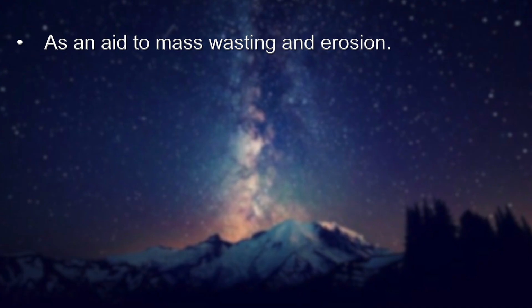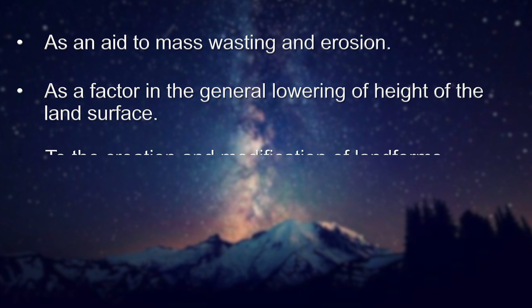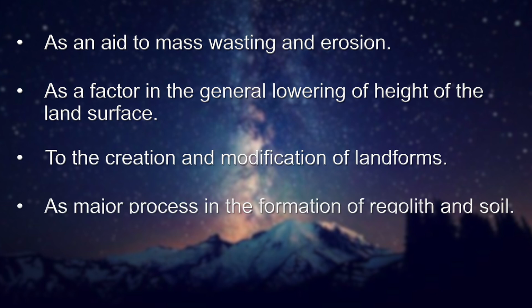Geomorphic significance of weathering will be considered under four headings: as an aid to mass wasting and erosion, as a factor in the general lowering of the height of the land surface, in the creation and modification of landforms, and as a major process in the formation of regolith and soil. Weathering is a major natural factor which has great significance in the production of rock waste or soil, as a supplementary agent of erosion, as a process of denudation, and as a factor of landform evolution.